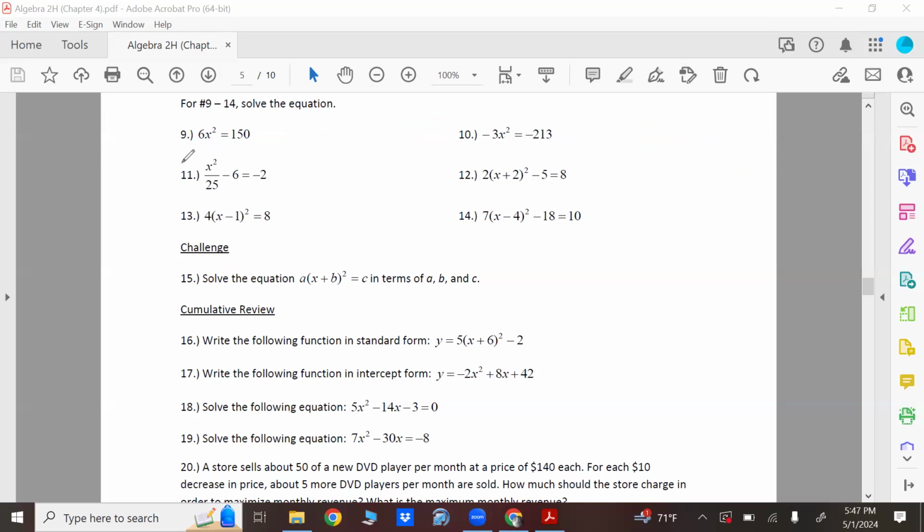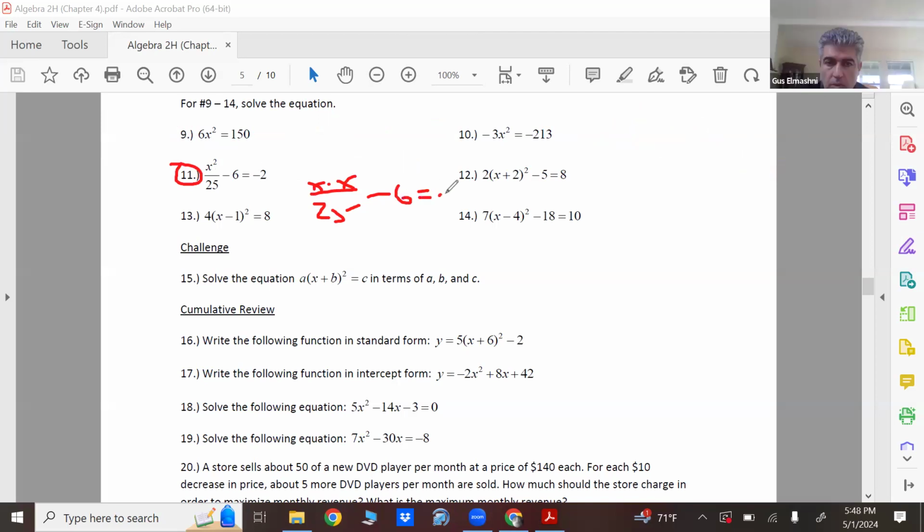Hmm. How would I do this one? Again, your goal is to get x by itself. So you have x times x over 25, minus 6 equals negative 2. So what you want to do is move the 6 over to the other side. You would make it a plus 6. Right? Add 6. Yep. So you add 6 to both sides.